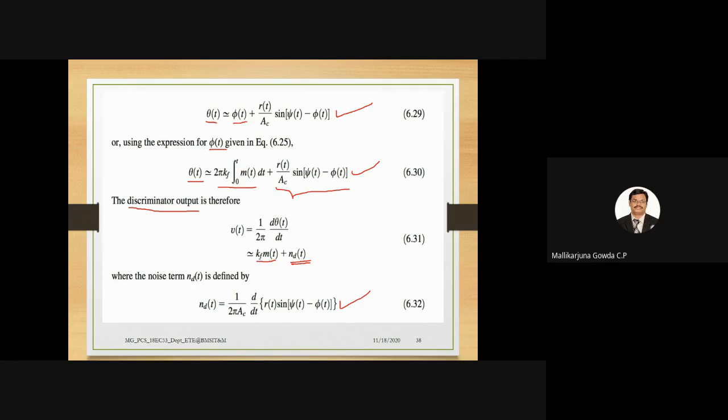Kf into m of t as the first term, right? The 2 pi will get cancelled. Then the second term, I am denoting it as nd of t, to represent the output noise at the discriminator output. This is a noise component at the discriminator output, where I defined nd of t as 1 by 2 pi AC d by dt of R of t into sine of psi of t minus phi of t. Now, this component will be passed through a low pass filter, that is the baseband low pass filter. So this is the output of the discriminator.